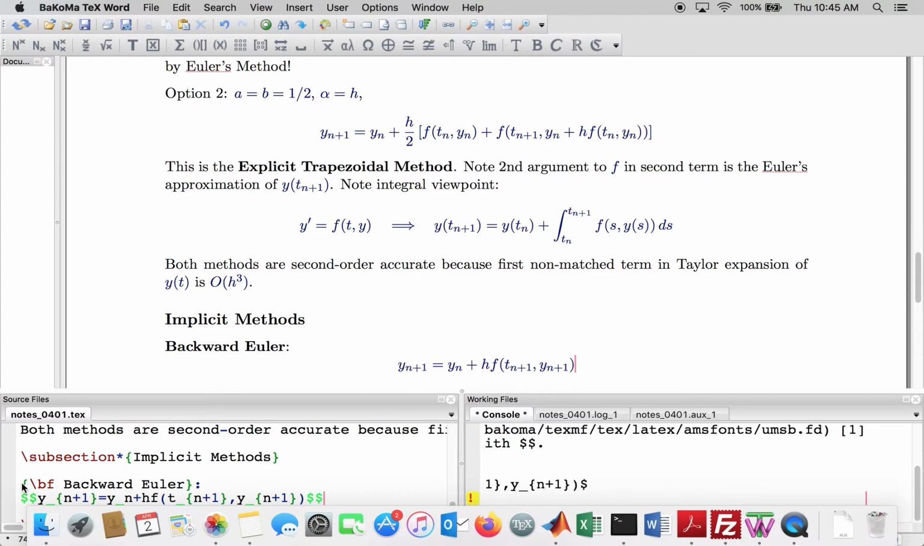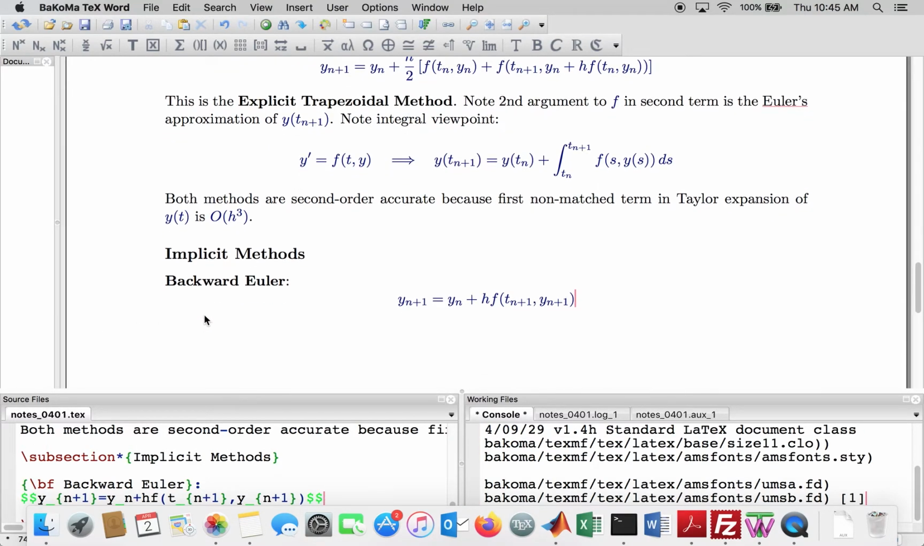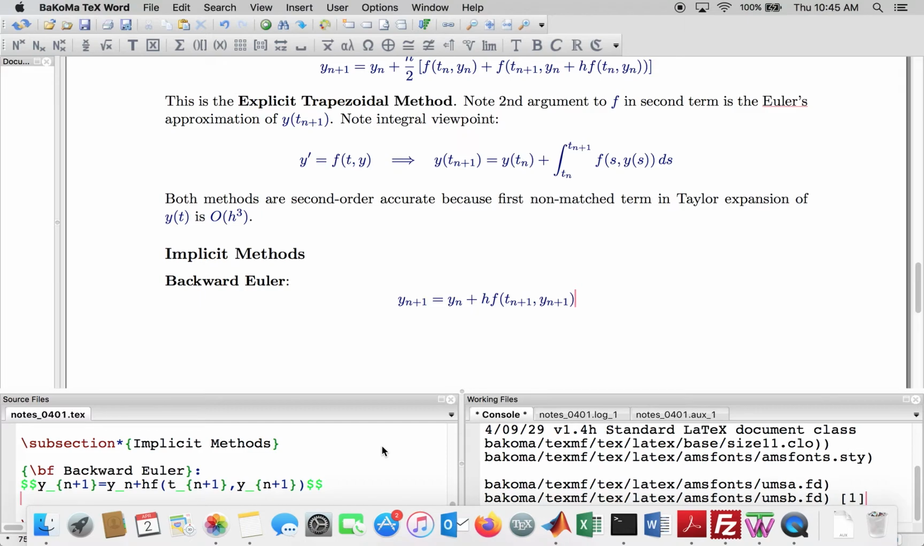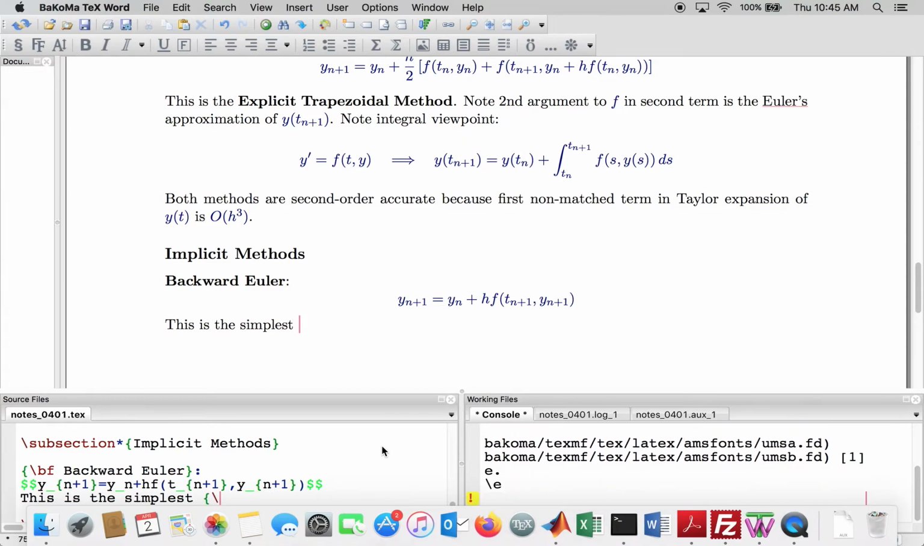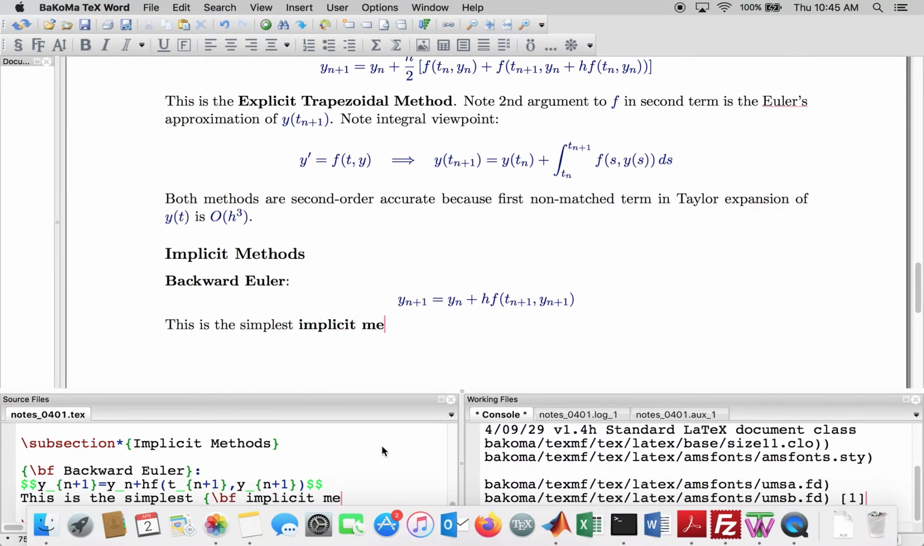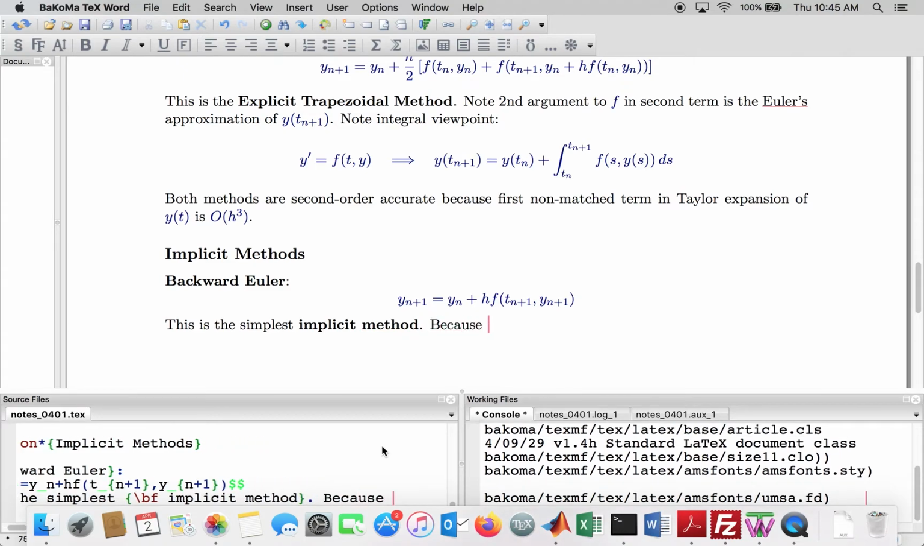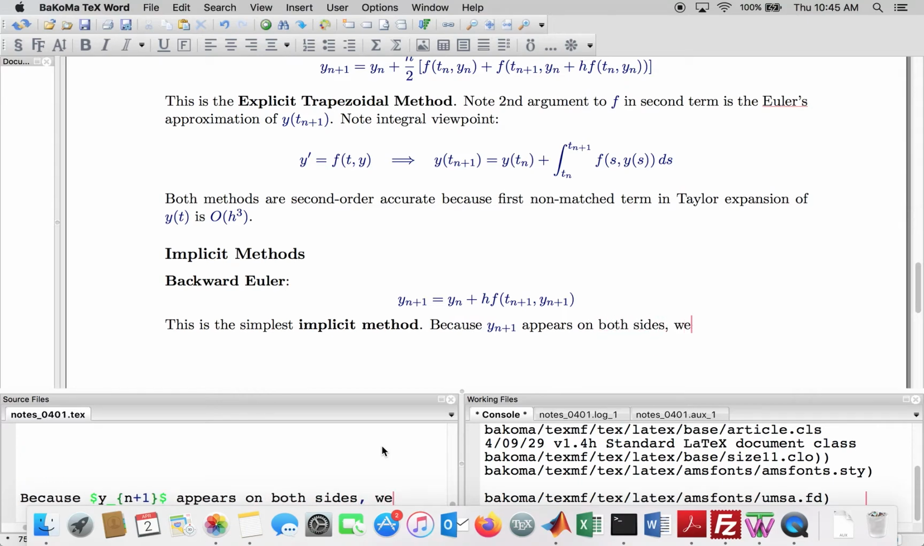So the only difference between backward Euler and Euler's method, which is also known as forward Euler to distinguish, or also this is sometimes called implicit Euler and the other is explicit Euler, is that we evaluate f at time n plus 1 rather than time n. So this is the simplest implicit time-stepping method. Because yn plus 1 goes on both sides, we have an equation to solve.